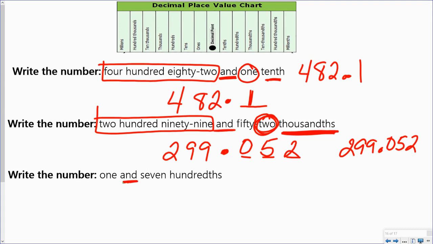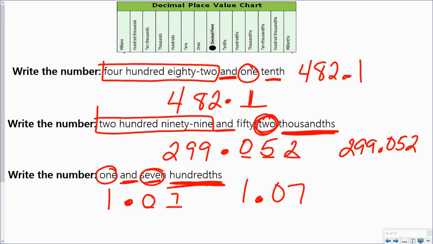Here I have 1 and 7 hundredths. Again, where my and is, I have to put my decimal, and then I have 7 hundredths. Well, this hundredths is two spots after the decimal, and I have seven of them. So this, again, this 7 here has to be in the hundredth spot. So that would go right here, and I would put my 0 here. And then it says that I have 1 on the left side. So I'd put my 1 here. So I would have 1 and 7 hundredths.